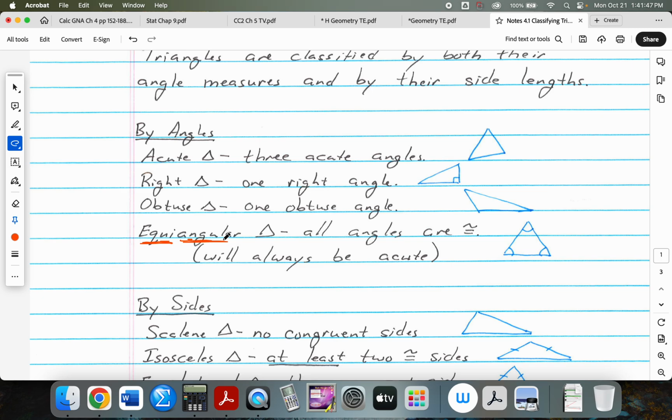If all the angles are the same, it's got to be an acute triangle. It can't be obtuse. It cannot be a right triangle, at least not in our kind of geometry. If you're doing triangles on a sphere, you can actually have a triangle that has three right angles. And if we have time at the end of the lesson, I'll show you what that might look like. So that's how you classify a triangle, by its angles. Acute, right, or obtuse. And if it's acute and all the angles are the same, it's also equiangular.